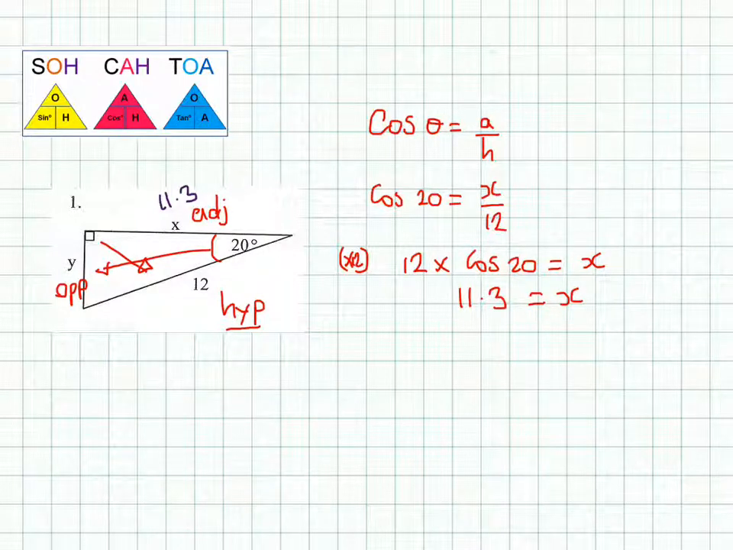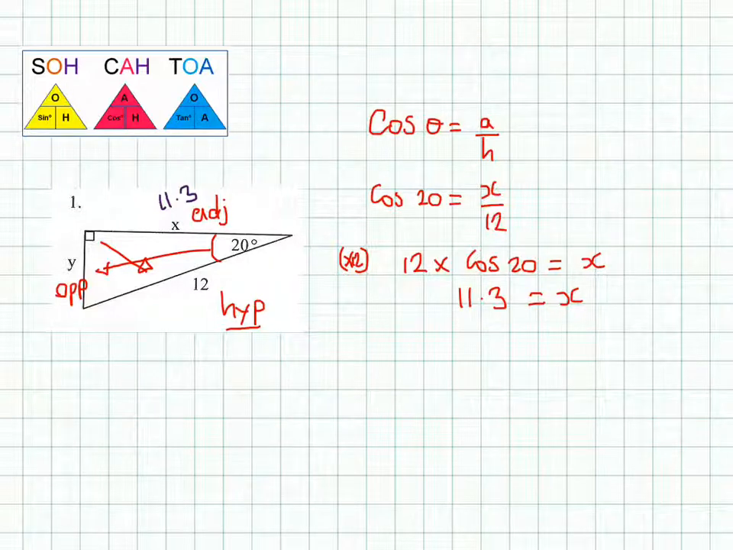Well, there are a couple of ways we can find y. We can either use a trig ratio, because y is the opposite side, so we can use opposite over hypotenuse if we want. We can use opposite over adjacent if we want. But I'm going to use Pythagoras because I want to remind you that Pythagoras is still lurking in the background and can still be used.